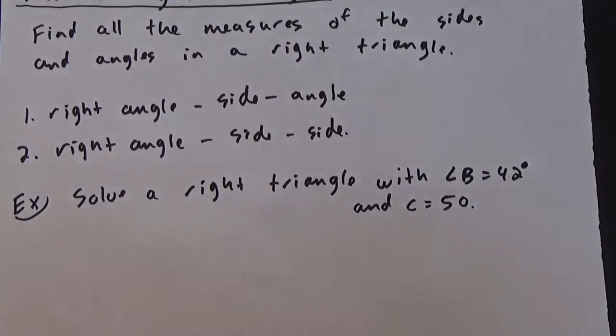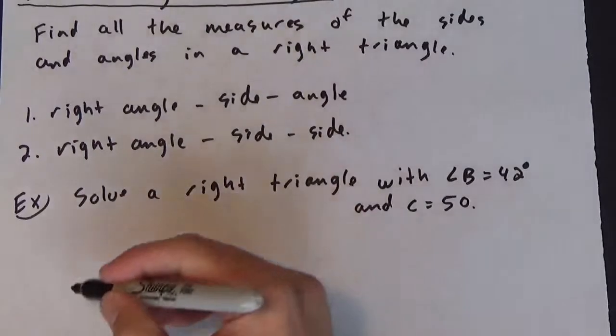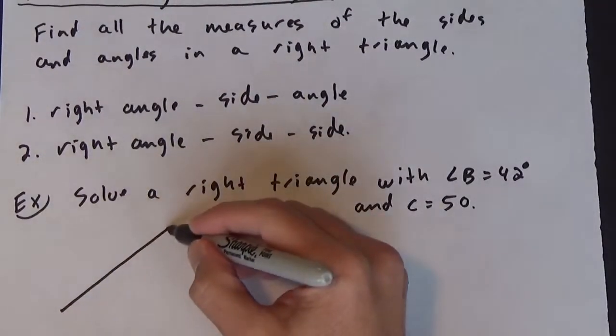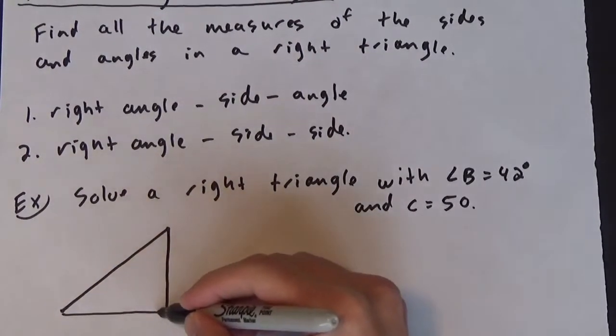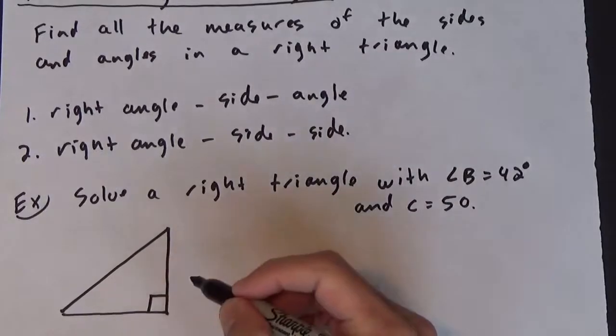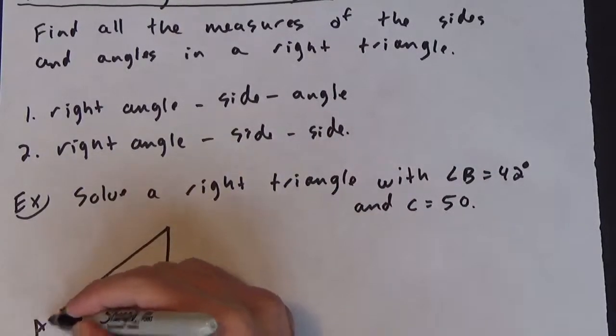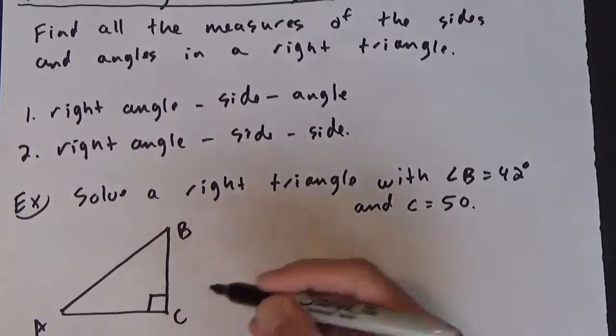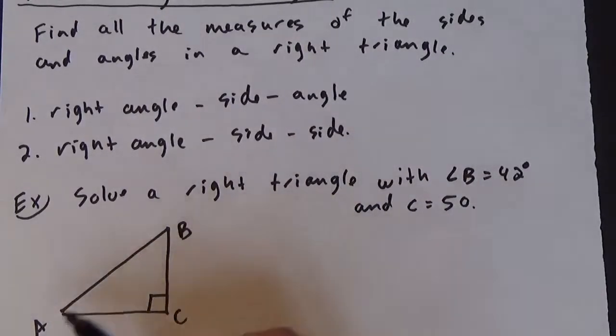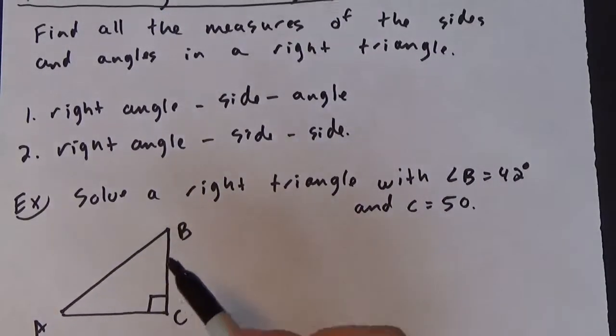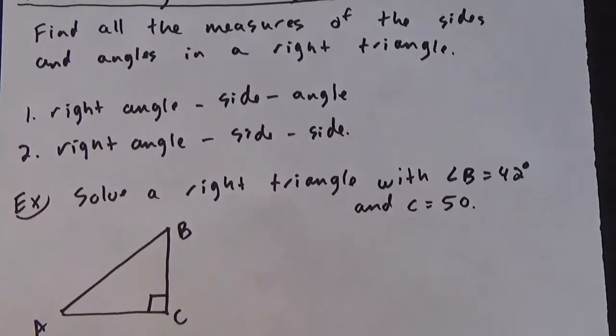All right, now when you solve a right triangle, there's this understanding that the triangle is always the same as far as the lettering goes. So we draw our right triangle. Okay, here's our right angle. And then we always have A, B, and C. Which one of these is A and B actually doesn't matter, but C always has to be that right angle. So keep that in mind.